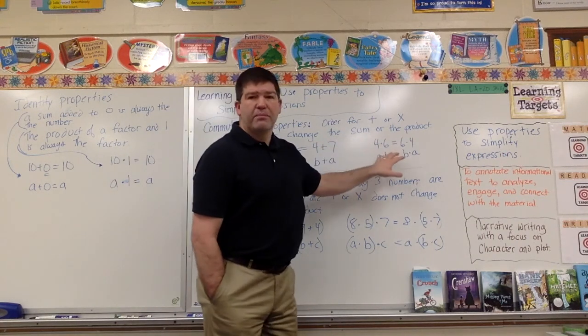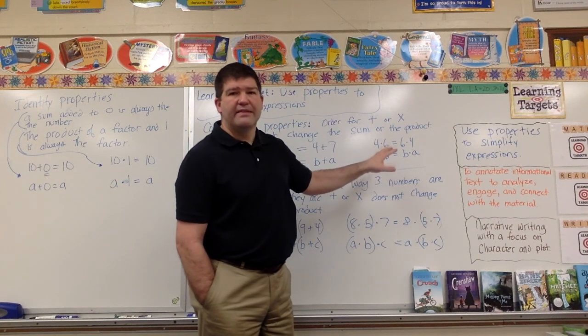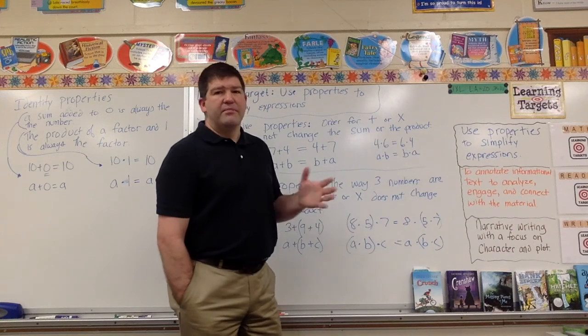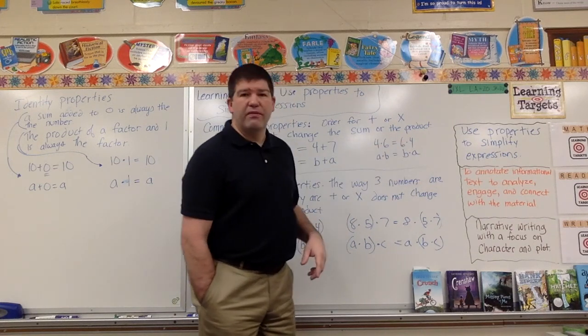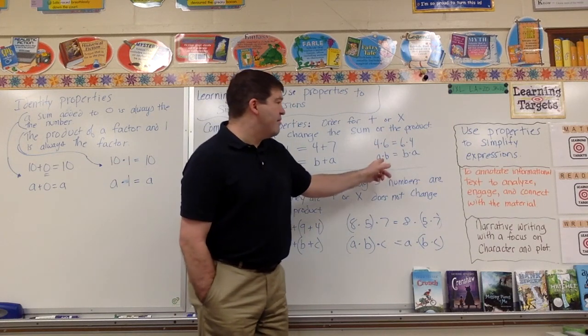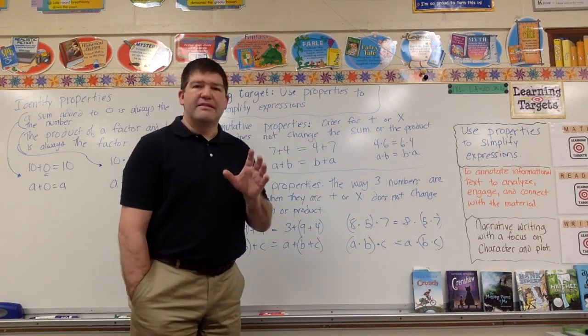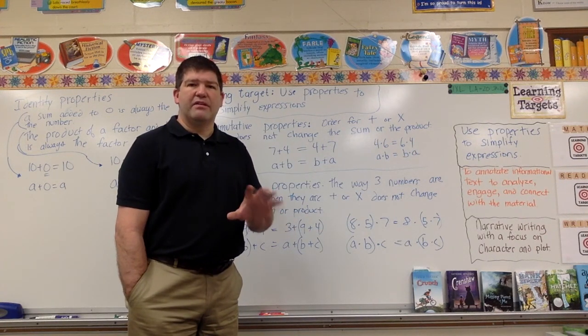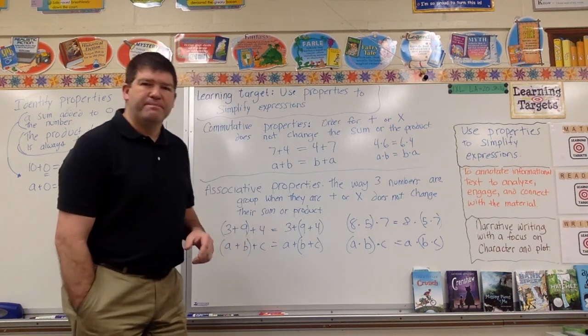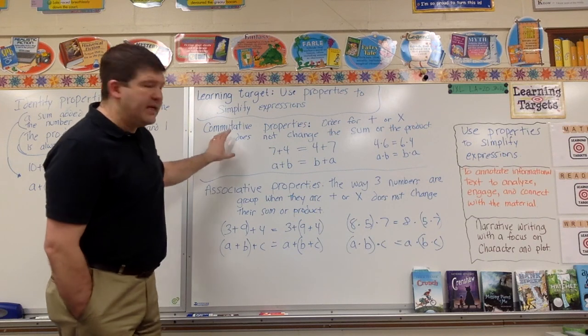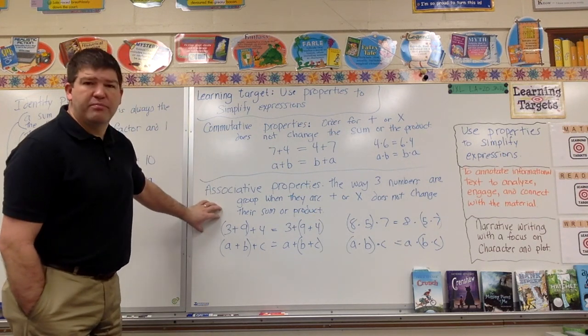If you have all multiplying, doesn't matter the order on this either. You have 4 times 6 and 6 times 4. It's going to be the same. 24 over here, 24 over here. So you could say A times B is the same as B times A. You're going to get the same product, the same answer, no matter how you multiply them. That's commutative properties. Okay? Associative property.